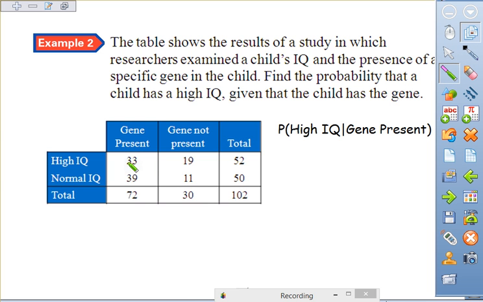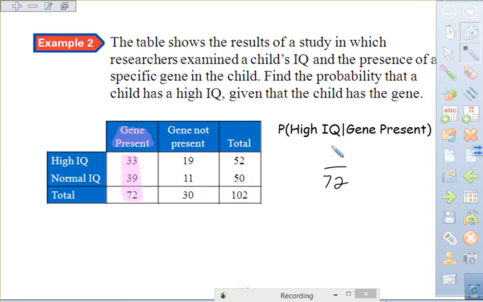Given they have the gene, we are focusing in on this column, all the people who have the gene. So out of 72, how many people have a high IQ? 33. So again, this part tells us what our denominator is going to be, and the first part tells us what the numerator is going to be. It's almost like this is a fraction, and this piece here is a fraction bar. And that works out to be approximately 46%.